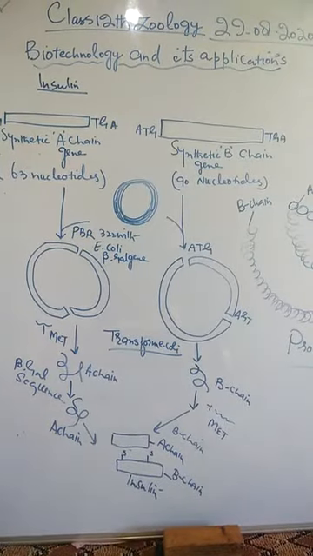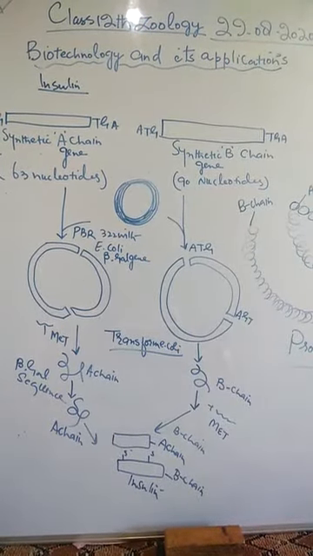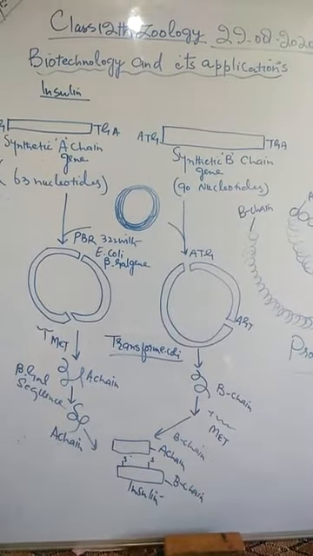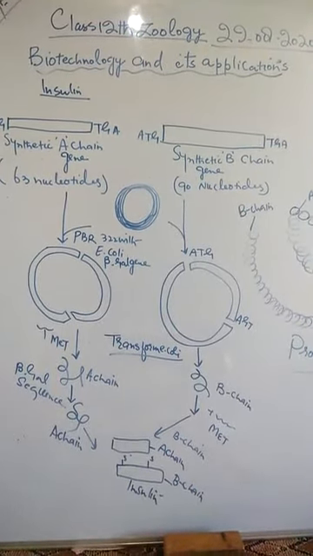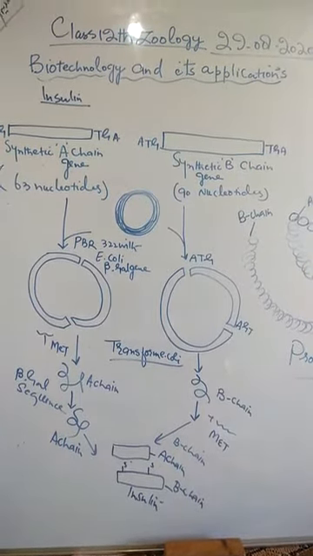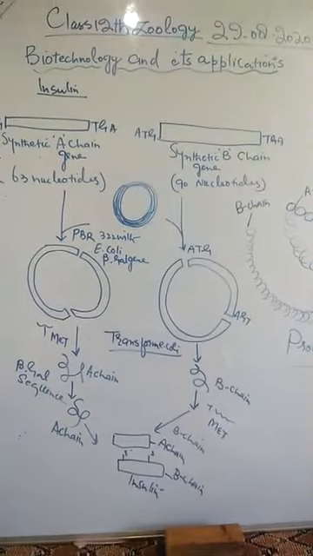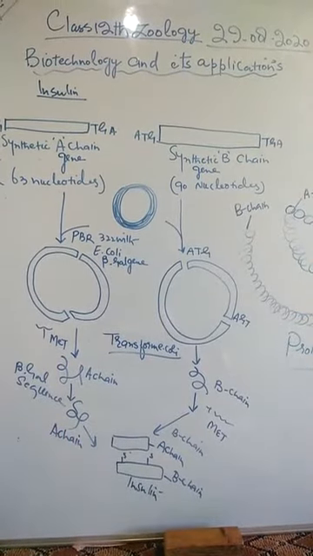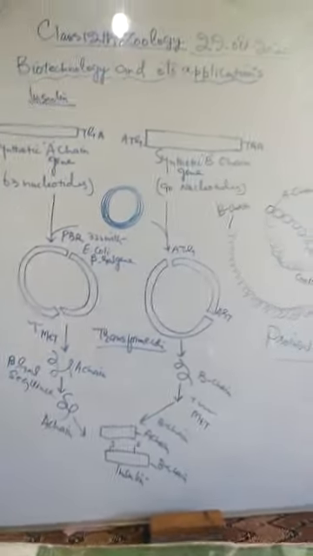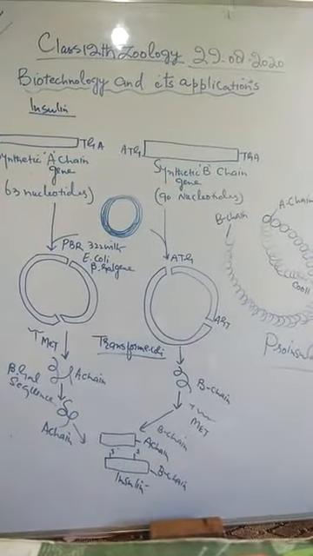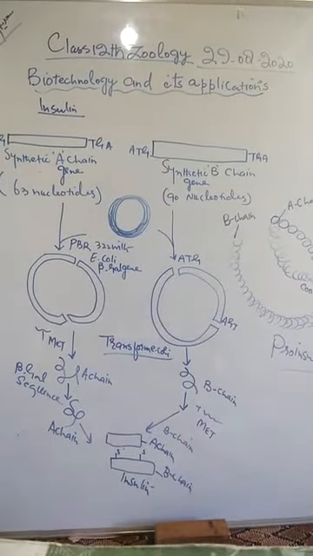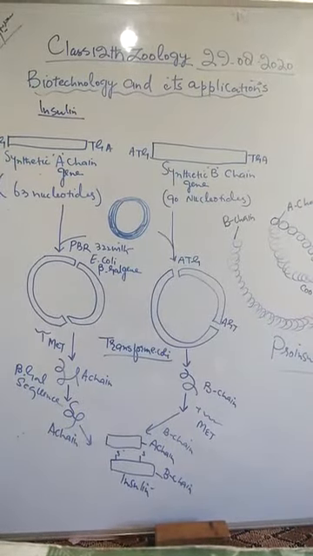Dear students, for class 12th, biotechnology and its applications, the topic allotted for our discussion today by the syllabus is insulin: production of insulin by recombinant DNA technology or genetic engineering. This topic is one of the important core topics in genetic engineering.